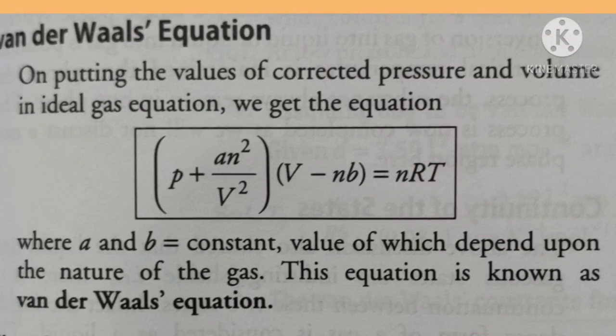Now the van der Waals equation. On putting the values of corrected pressure and volume in the ideal gas equation, we get the equation: P plus a n square upon V square, into V minus nb, is equal to nRT, where a and b are constants, the values of which depend upon the nature of the gas. This equation is known as van der Waals equation.